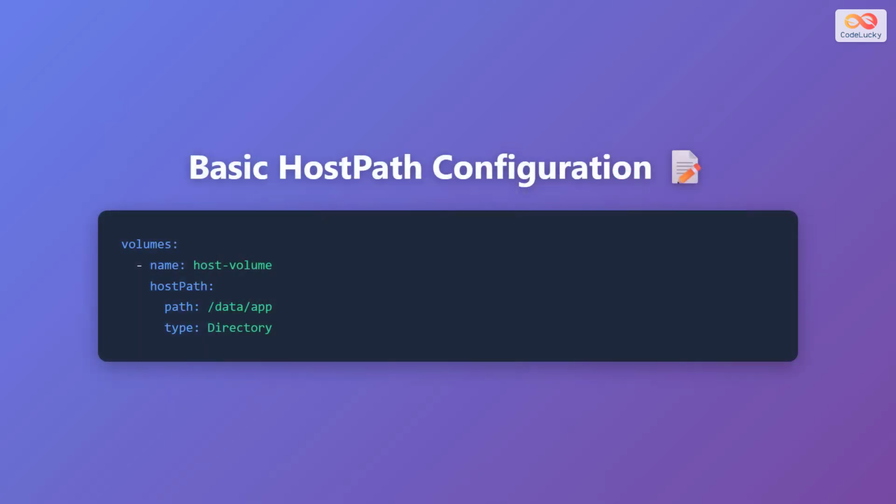In the volumes section of your pod specification, you define a HostPath volume. You give it a name, specify the path on the node's file system, and indicate the type. The path field points to the location on the node, while the type field defines what kind of path it is, such as directory.